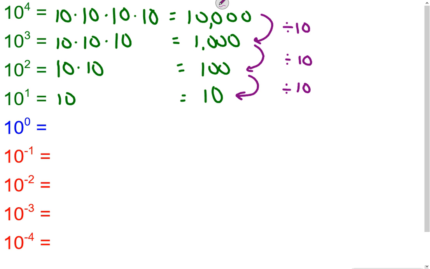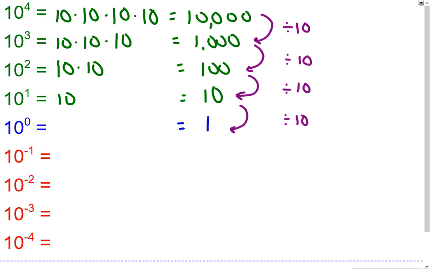So what are we going to do when we go from 10 to the first down to 10 to the 0? Well, we're going to divide by 10. And 10 divided by 10 is 1. Now we can continue that pattern because we're still going 1 less with our exponent. Right now we're at 10 to the 0.